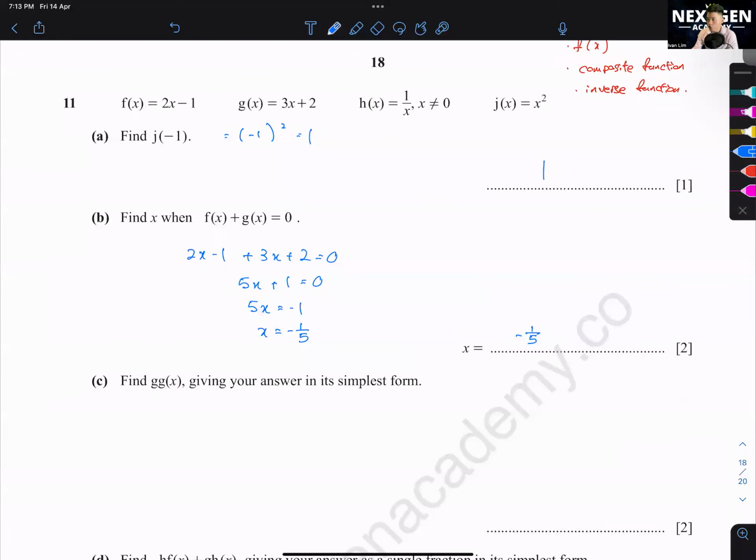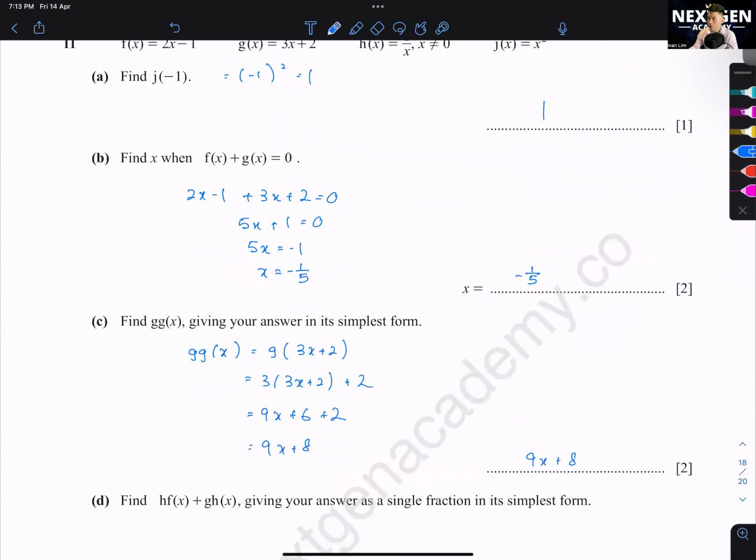Next one, find GGX. Okay, GGX is your composite function. So GGX, you put like this, G, then 3x plus 2, then 3 times 3x plus 2 plus 2. Here you get 9x plus 6 plus 2, which will get 9x plus 8.